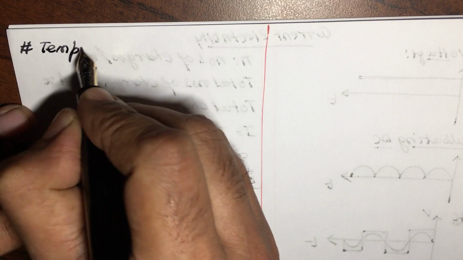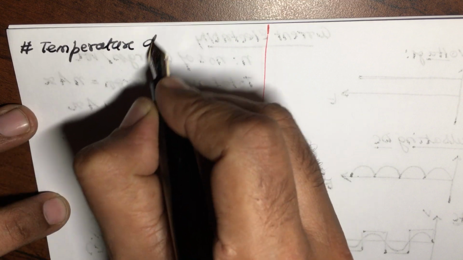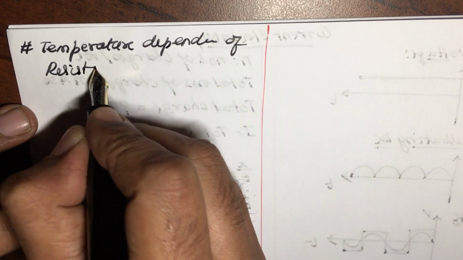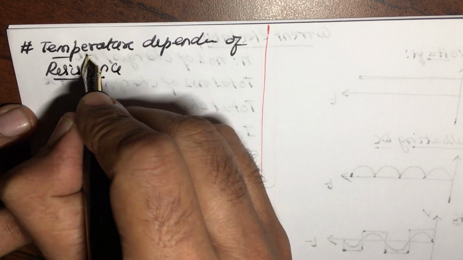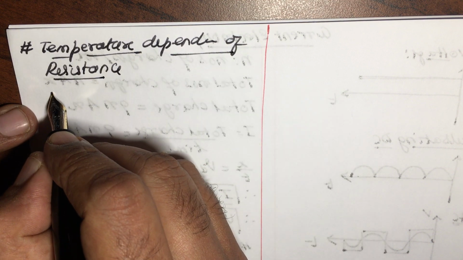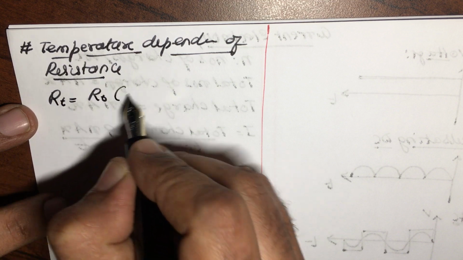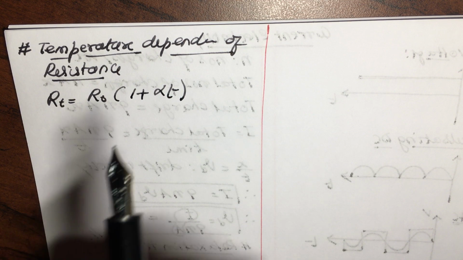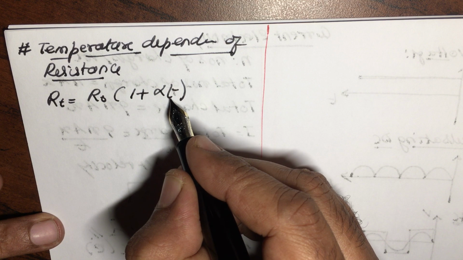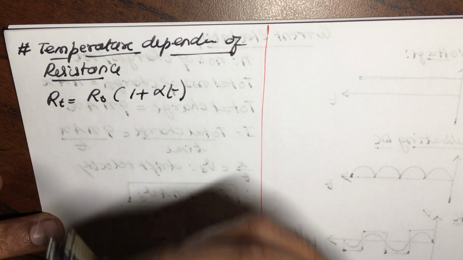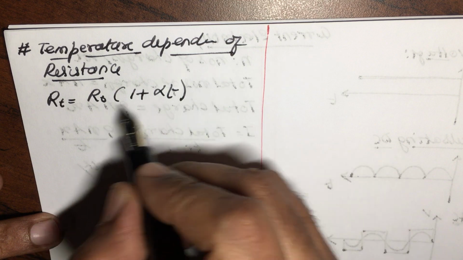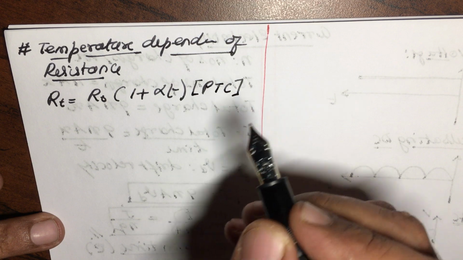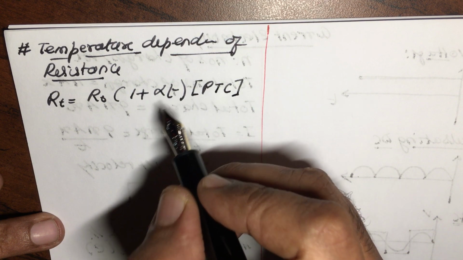temperature dependence of resistance. This also we know. We remember this expression, RT is equal to R naught 1 plus alpha T, where alpha is the coefficient of expansion for resistance. T is the increase in temperature. R naught is the resistance at 0 degrees Celsius. Now this is when a substance has a positive temperature coefficient. That means as temperature increases, the resistance also increases.